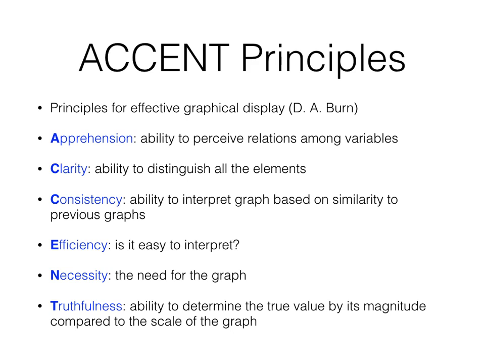The next one is necessity. What is the need for the graph? Do we need to see this data? And finally is truthfulness. This is how well the graph doesn't lie to you. It's the ability to determine the true value of an element by its magnitude compared to the scale of the graph.